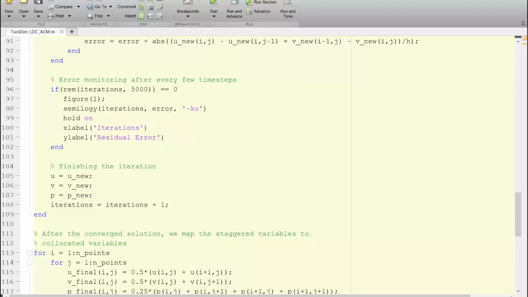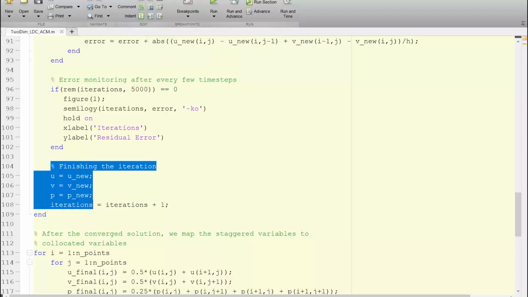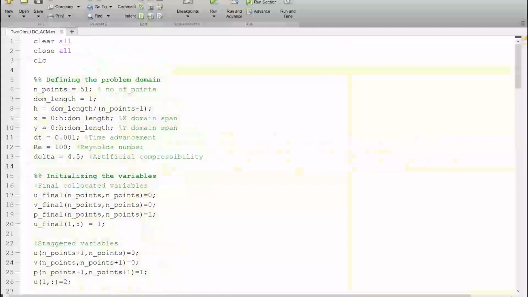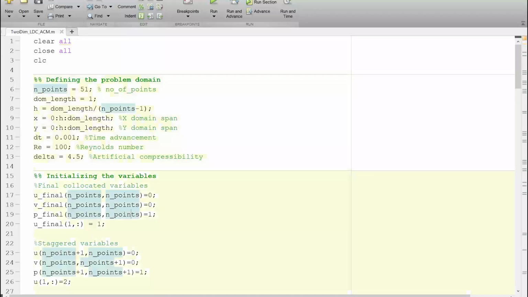Once you make a plot, also make the corresponding labels to it so that you don't get confused at a later time. So once the iteration finishes, we say that u is u new, v is v new, and the pressure is the new pressure, and make the iterations as iterations plus 1. So what I'll do is I'll run this particular code. I'll hit Control Enter on all of these segments here.